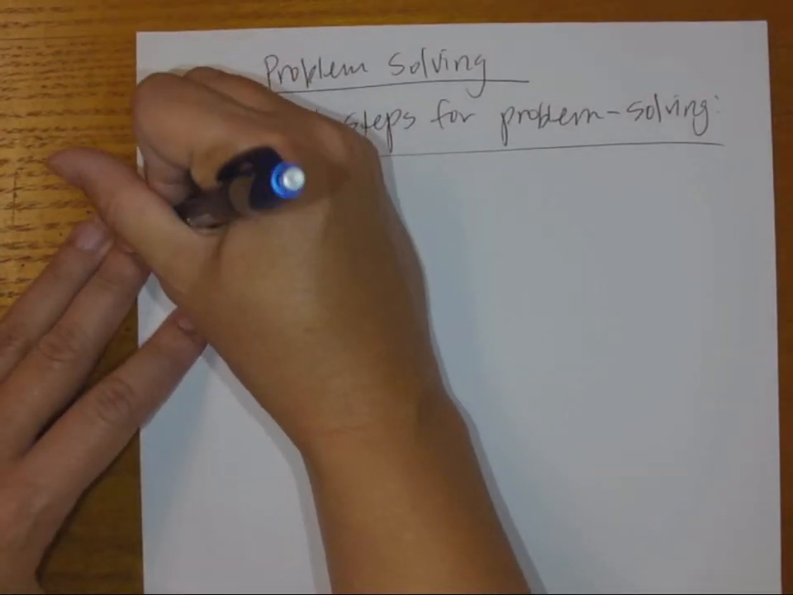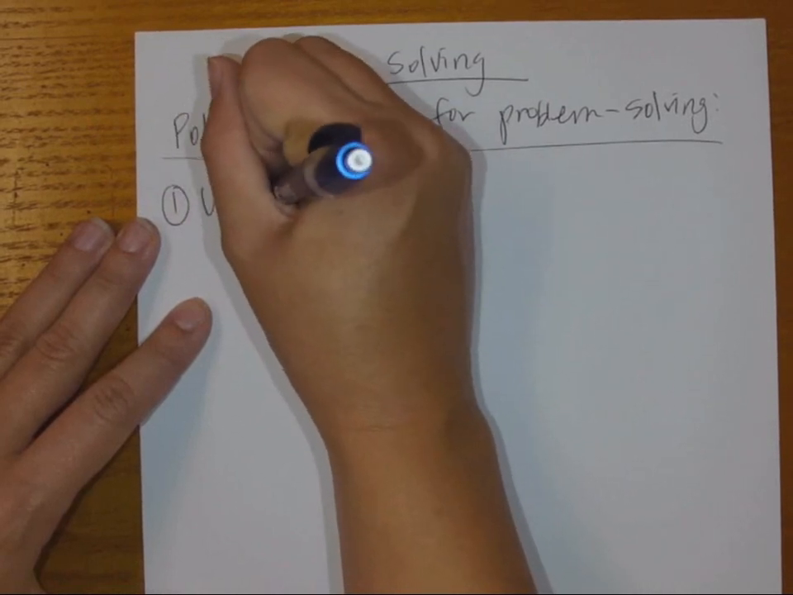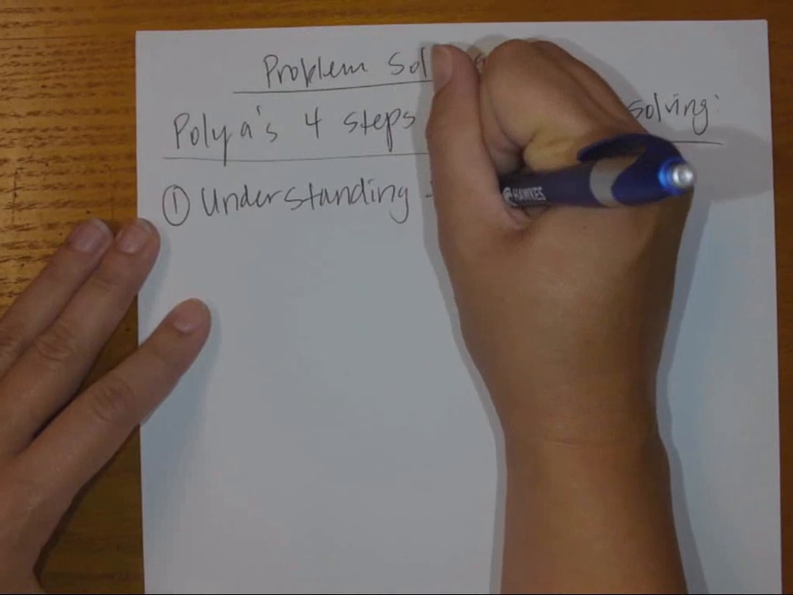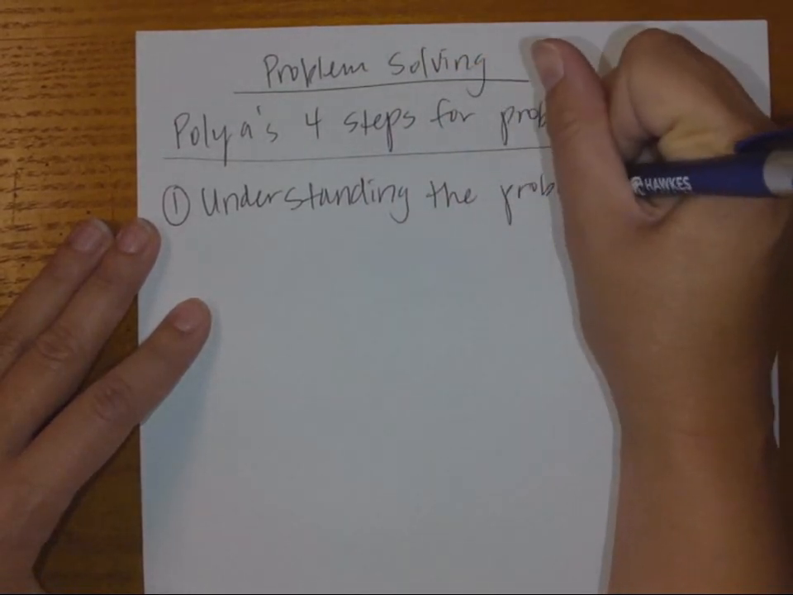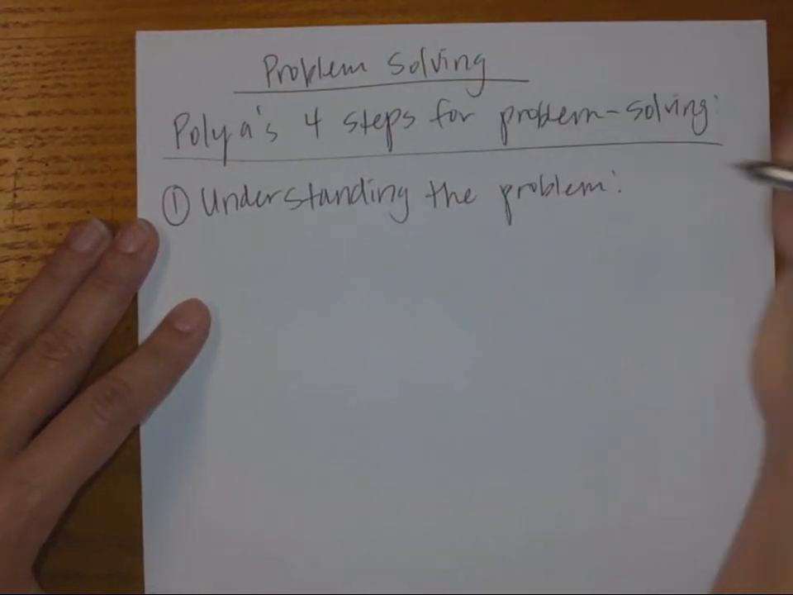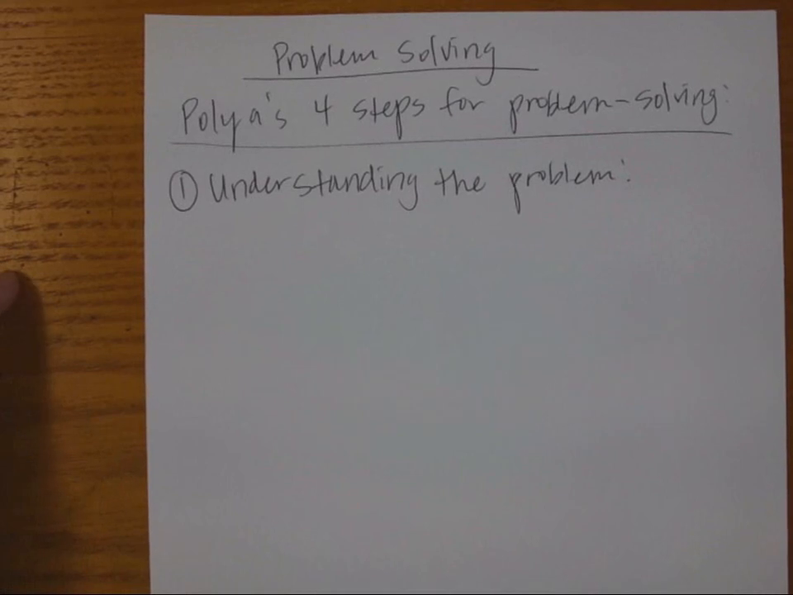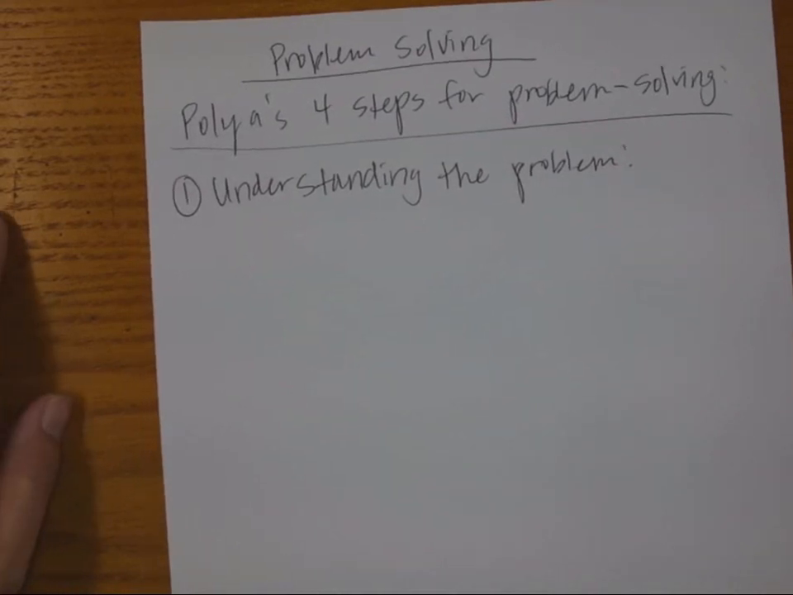So the first step of problem solving is understanding the problem. Think about ways that you could help your student understand the problem. This is the first step. If you don't understand the problem, you can't go any further in any problem that you're ever going to solve. So, understand the problem. Some ways that you could help students understand the problem.